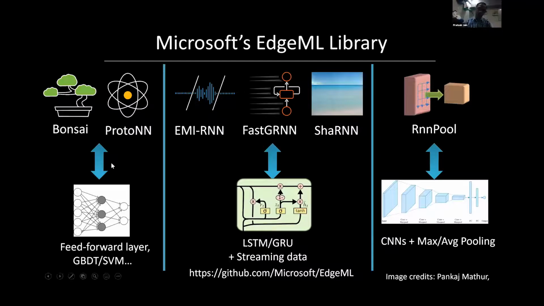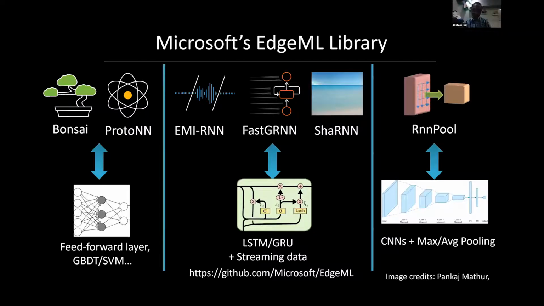As part of this work, we have these two algorithms called Bonsai and Proton, which you can think of as either a replacement for your feed-forward network or layers in your neural network, or you can also think of as a replacement for classical machine learning methods like gradient-boosted decision trees or support vector machines. Those of you who started looking at machine learning after 2015-16 might not even know about them, but I'll give a very high-level overview of why these methods are also important.